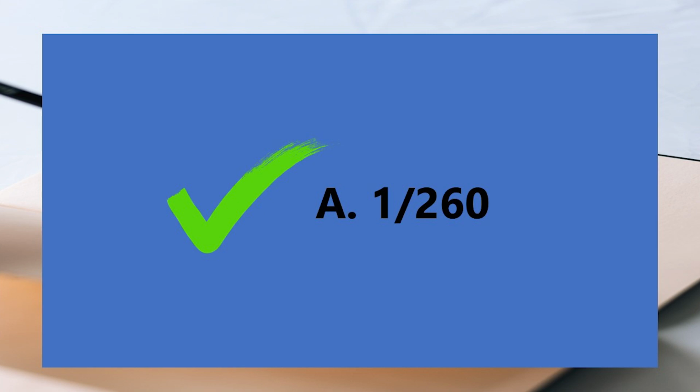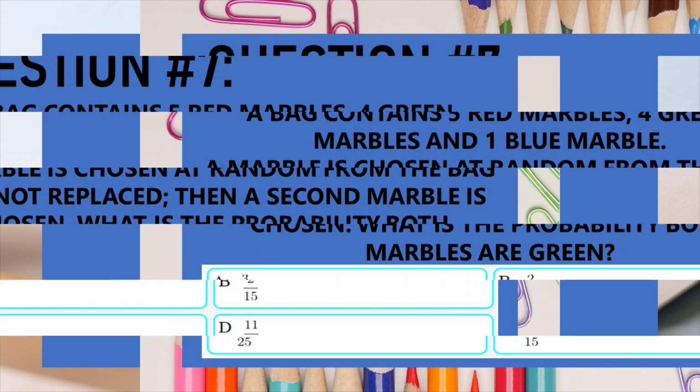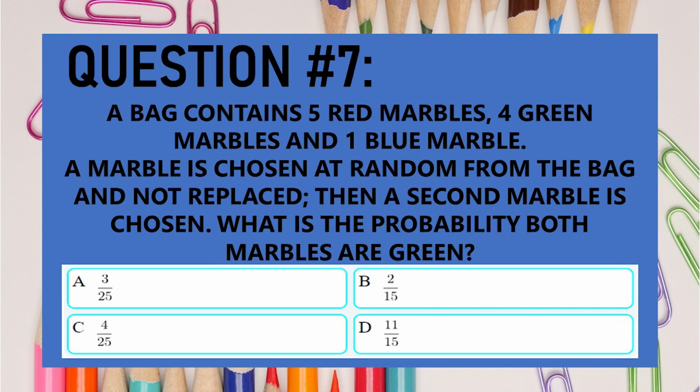And the correct answer is letter A, 1 over 260. Question number 7. A bag consists of 5 red marbles, 4 green marbles, and 1 blue marble. A marble is chosen at random from the bag and not replaced. Then a second marble is chosen. What is the probability both marbles are green?